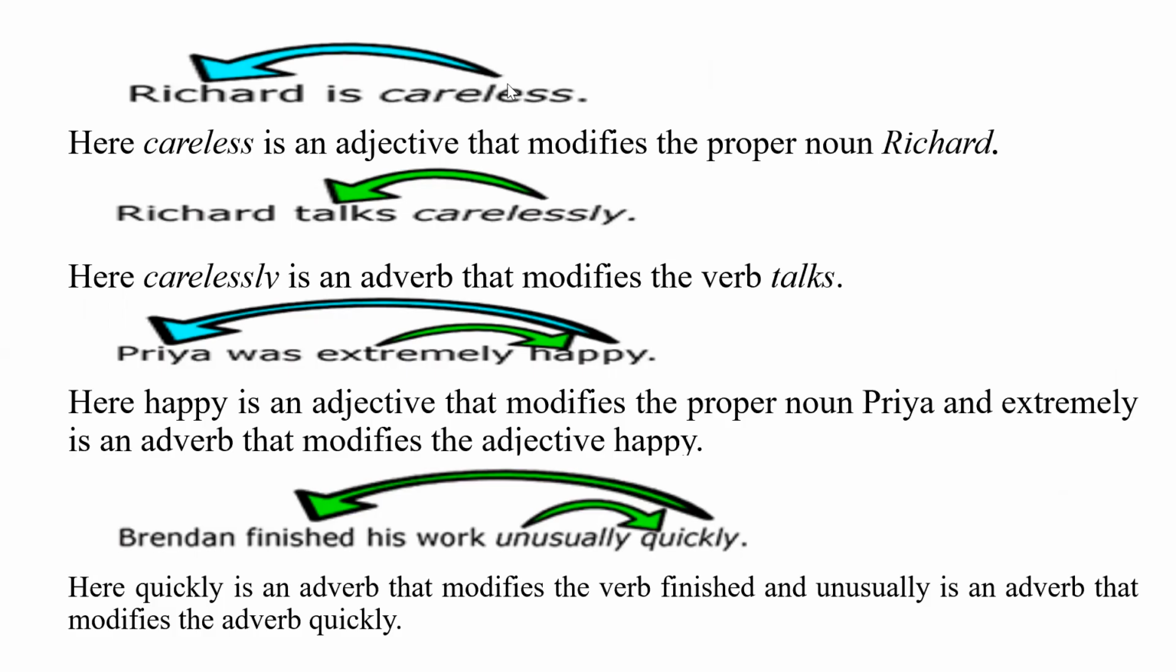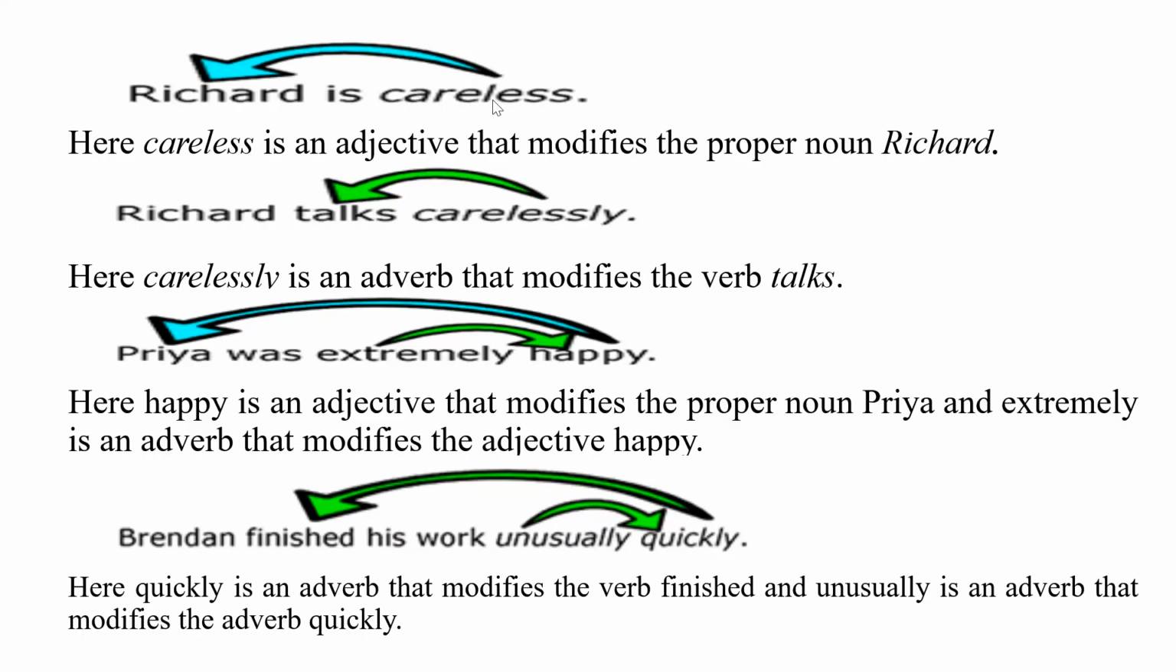You see the arrow. The arrow is pointing from the adjective careless to the noun Richard. So it means that the adjective is used to modify noun. Let's see explanation. Here, careless is an adjective that modifies the proper noun Richard. Now, if you look at the second example, Richard talks carelessly. Careless is adjective, carelessly is adverb. You can recognize it easily because it ends with ly. Look at the arrow pointing from the adverb carelessly to the verb talks.